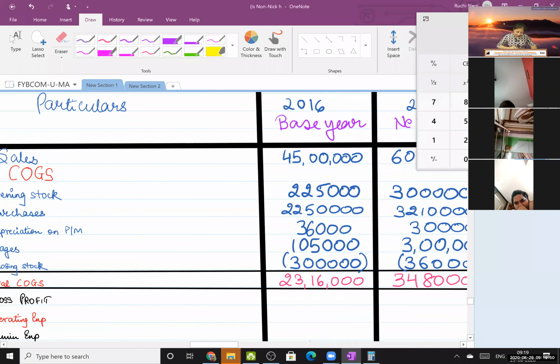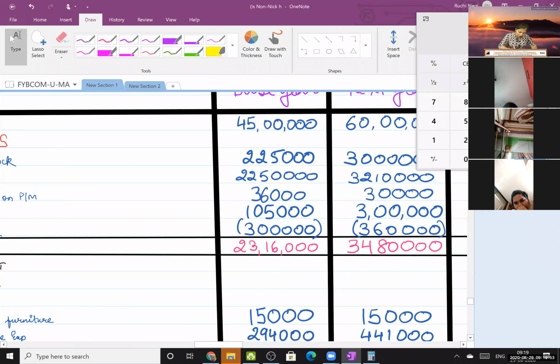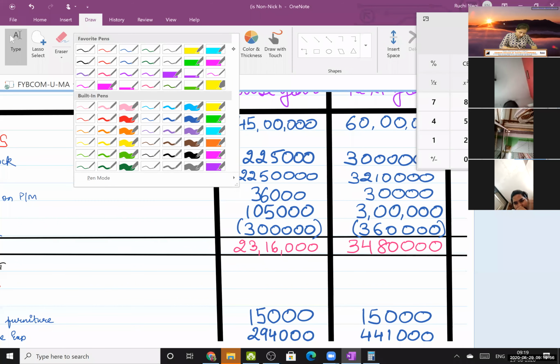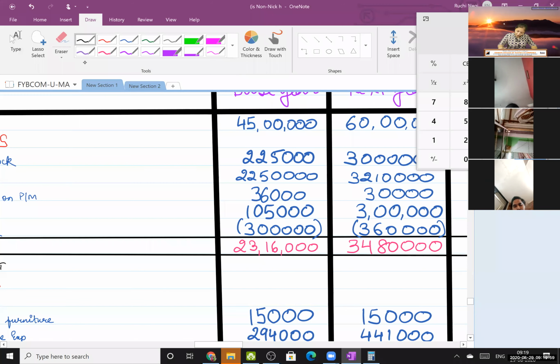So sales minus COGS is what? Gross profit. So now calculate gross profit. Okay, 60 lakhs minus 34 lakh 80,000. So my gross profit is 25 lakhs 20,000. Next, 45 lakhs sales minus COGS 23 lakhs 16,000. So my gross profit is 21 lakh 84,000. Okay.